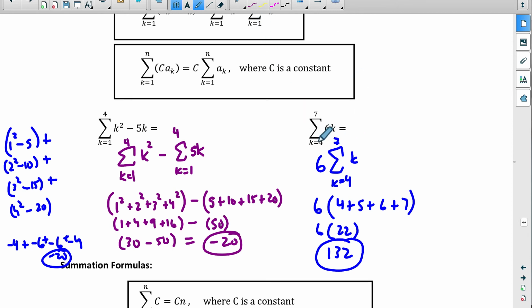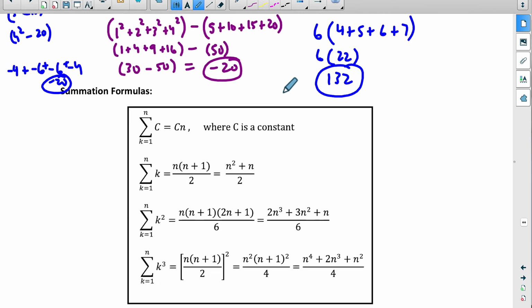I could have put 4 in here, 6 times 4 is 24, plus put 5 in there, 6 times 5 is 30, plus put 6 in here, 6 times 6 is 36, plus put 7 in here, 6 times 7 is 42. If I add those together, 54, 60, 90 plus 42 is 132. You get exactly the same. Okay, so useful properties, but not essential sometimes.